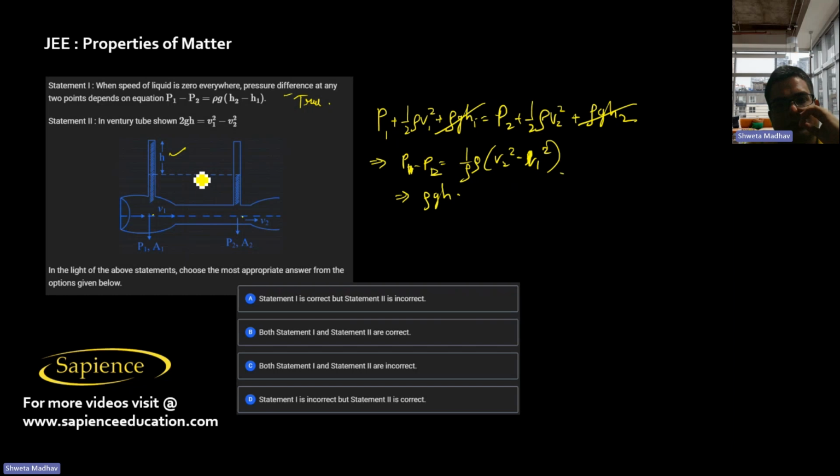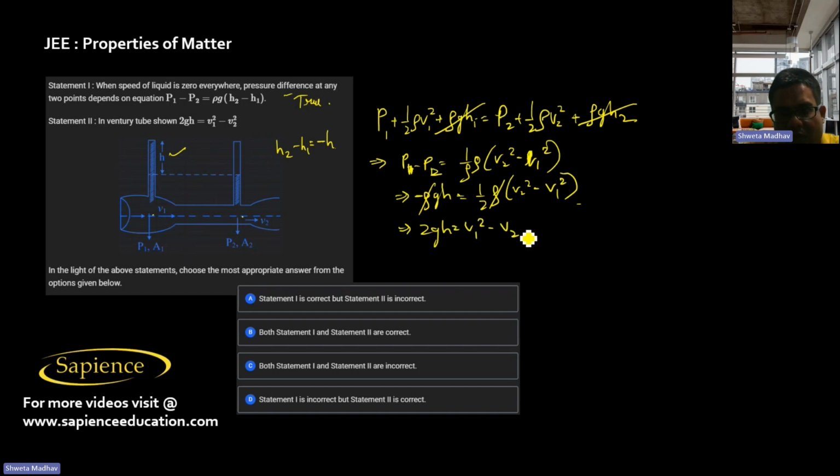H1 minus H2, that is H. This will be minus H, since P1 minus P2 is H2 minus H1. So H2 minus H1 is obviously minus H, since H1 minus H2 is H. So this is equal to half rho into V2 square minus V1 square. Now rho and rho will cancel. So I can say 2gH is equal to V1 square minus V2 square.